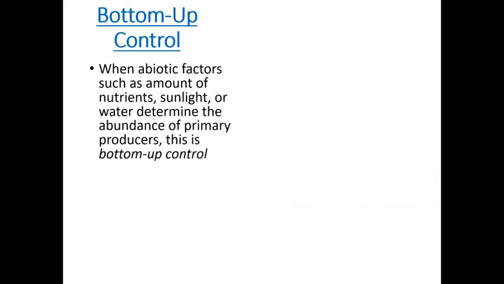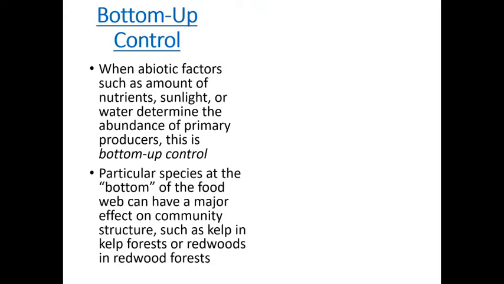So bottom-up control. Right, so this is where essentially the primary producers are influencing the entire food chain from the bottom of said food chain. Okay. Some examples might be redwoods and redwood forests. Right, so they are the dominant plant species in these forests in California, and so they are going to be influencing all of the other species in that particular environment, not just because they act as a food source, but also, of course, because they act as shelter.